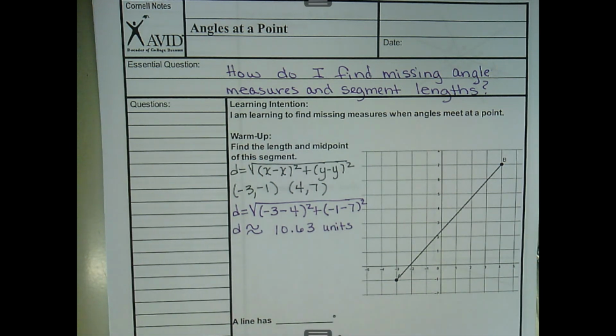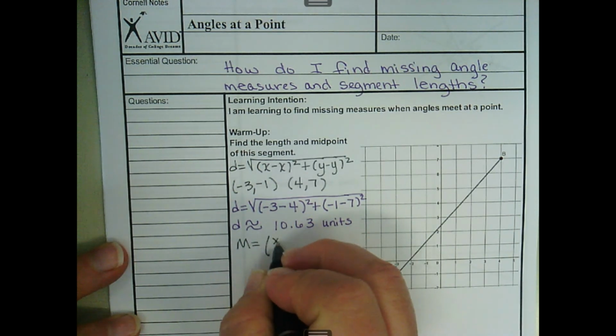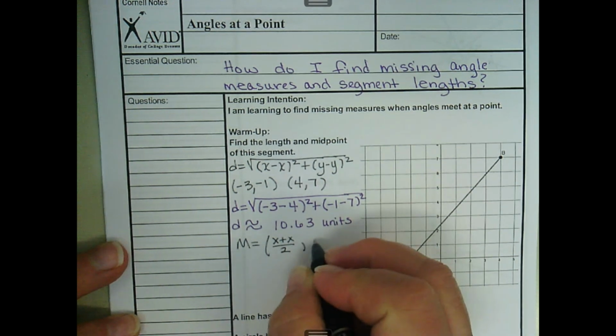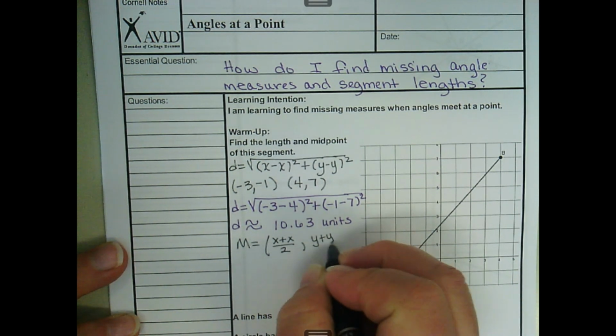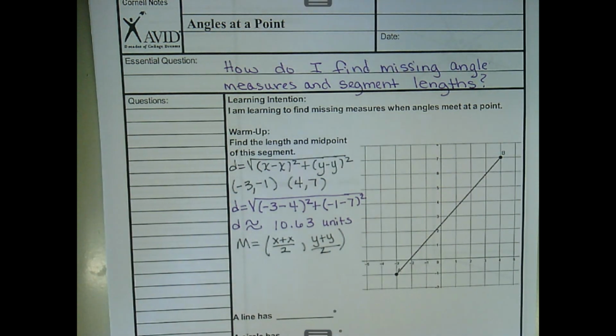Okay, how do we find the midpoint? What is that formula? x plus x divided by 2, the average of our x's. y plus y divided by 2, the average of our y values. Apply the formula.